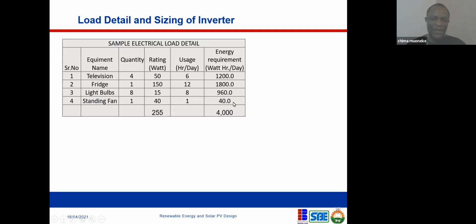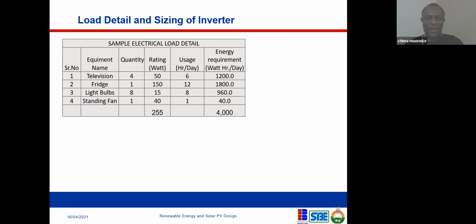Then this energy is very important to be able to establish the battery, assuming that we're going to have a battery storage. You need to know the amount of energy that you need to support the operations of all of this equipment for this number of hours in a day. That will enable you to determine in a day the amount of energy that you need to support that house or your client. So this is a simple load detail, a simple energy assessment, or you can as well call it a basic energy audit.